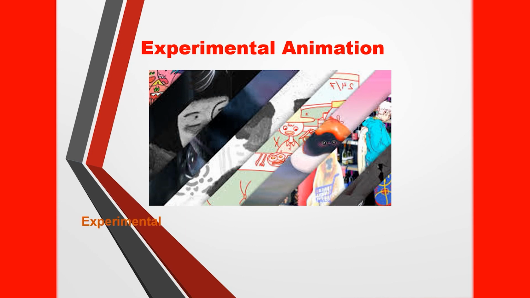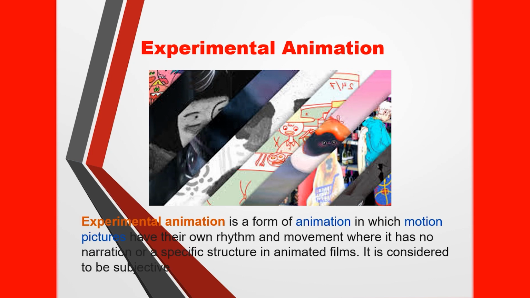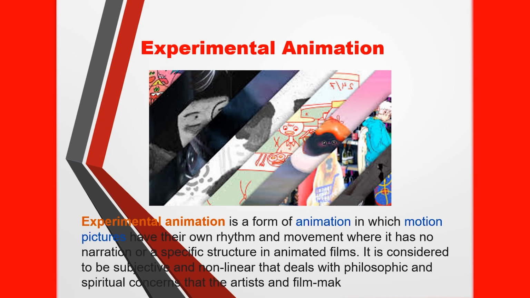Next is experimental animation. An experimental animation is a form of animation in which motion pictures have their own rhythm and movement where it has no narration or a specific structure. In animated films, it is considered to be subjective and nonlinear and deals with philosophic and spiritual concerns that the artists and filmmakers convey.